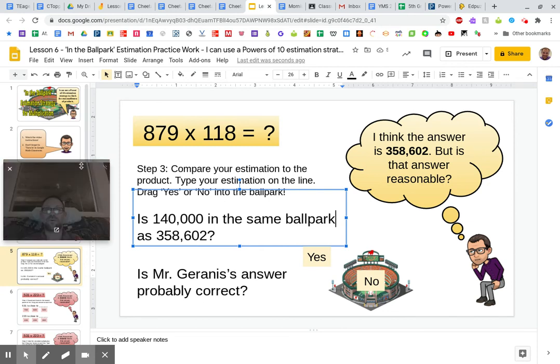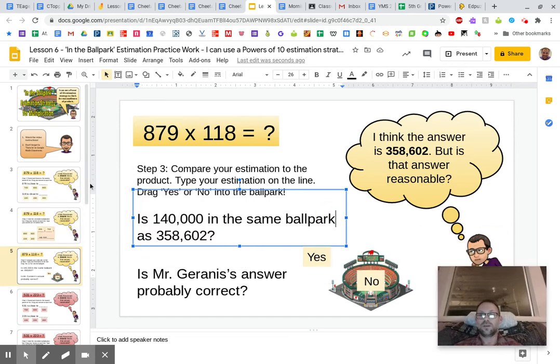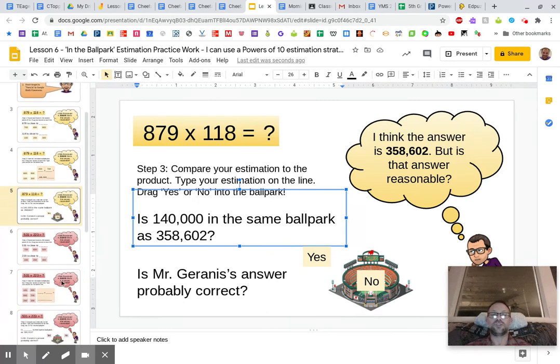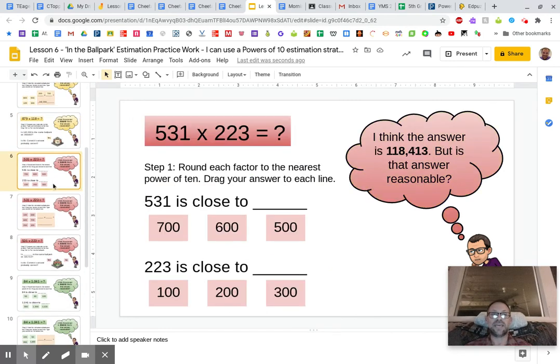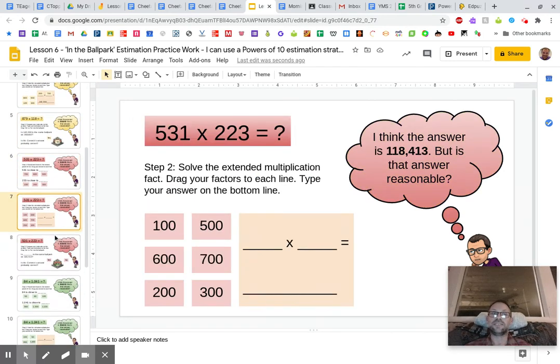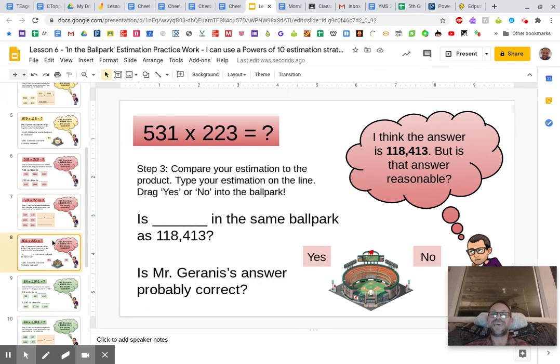So you're going to have 4 examples, 4 sets of questions, each with the 3-slide set that leads you through the 3 steps for this estimation strategy. I hope this makes sense.